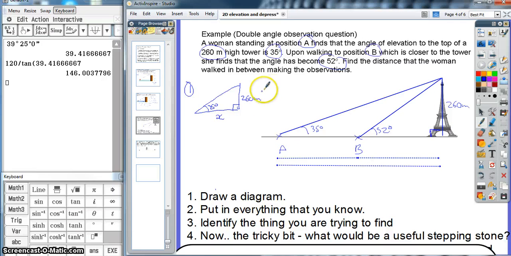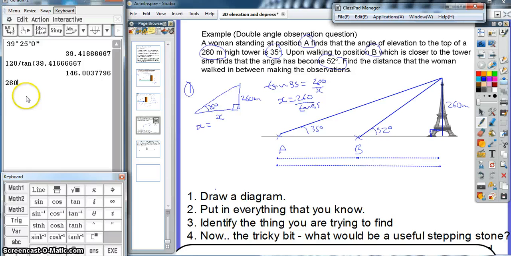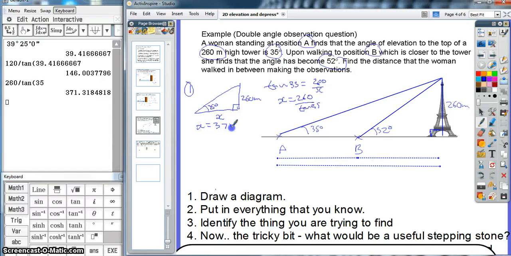Okay, so what we should have here is that tan 35 is 260 over x. So if we rearrange that, times both sides by x, divide both sides by tan 35, we get 260 over tan 35. So our distance x equals 260 divided by tan 35, 371.3185 meters. Okay, that's our long distance all the way across.